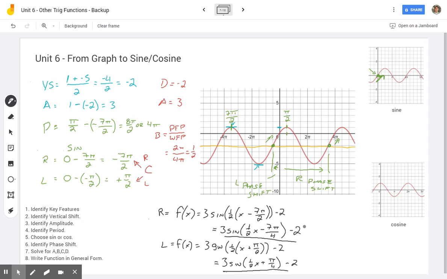If we did the cosine, the only difference here would be that instead of going for our midpoints here, we would go for the first peak on the right, or our first max point on the right and the first max point on the left. And we would choose one of those, and we would be able to come up with the function the same way.